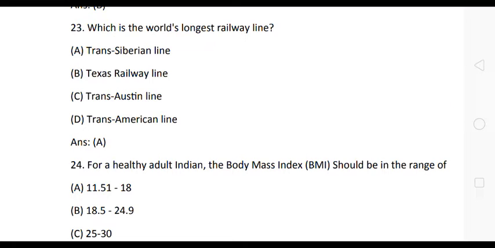The next question is, which is the world's longest railway line? Options are Trans-Siberian Line, Texas Railway Line, Trans-Ocean Line, Trans-American Line. The correct answer is option E, Trans-Siberian Line.